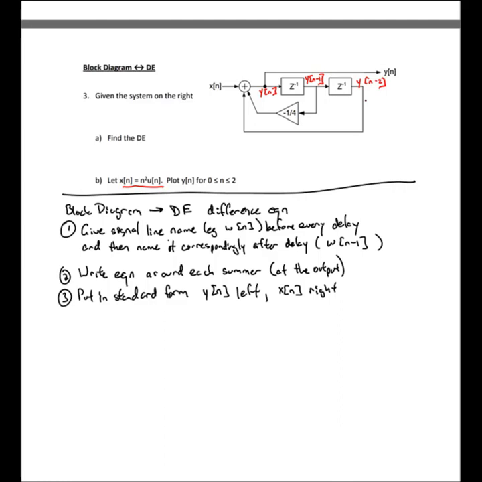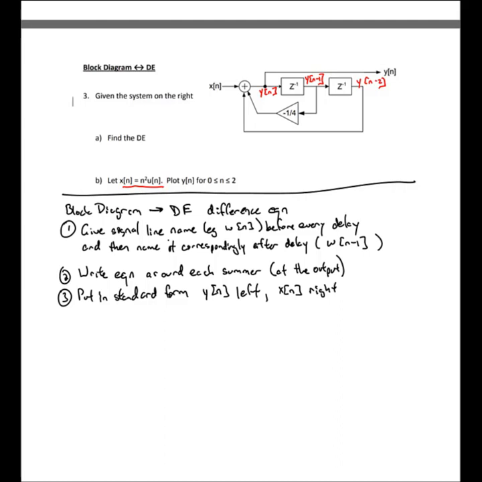So that was step one. If it was a more complicated system, or if, say, y of n was tapped off to the right, then we'd have to, no, even then we could do it. If it was a more complicated system where y of n was tapped off with more delays, sometimes you might need to write a w of n before a delay element if it wasn't named. It can happen with a more complicated system.